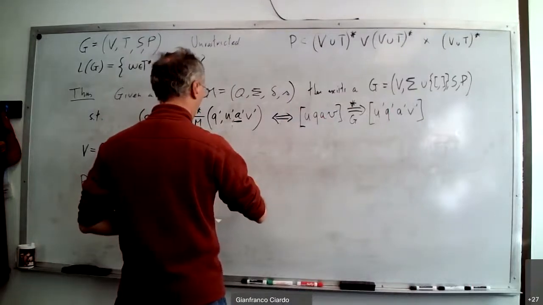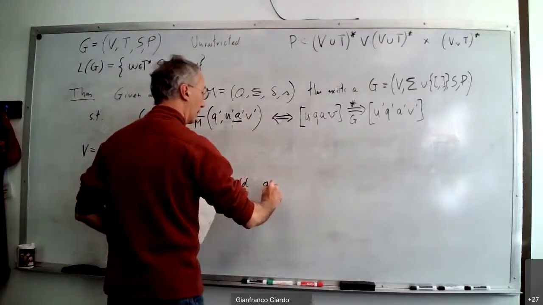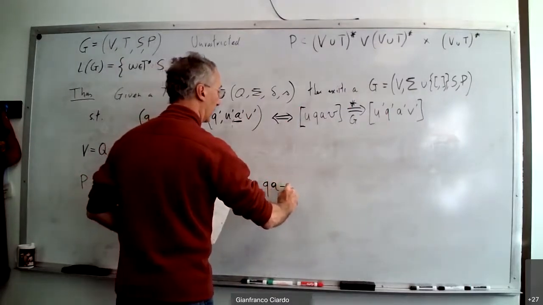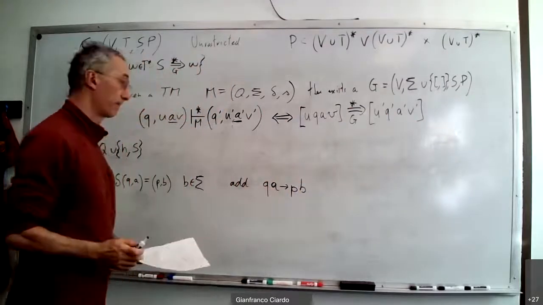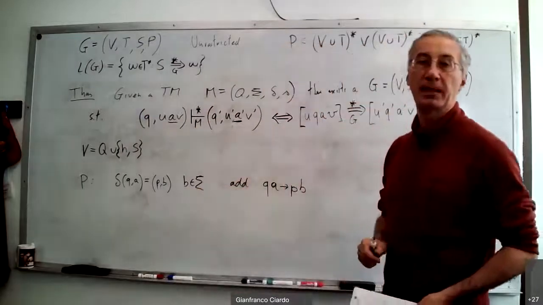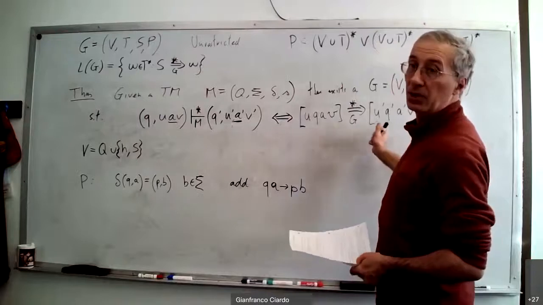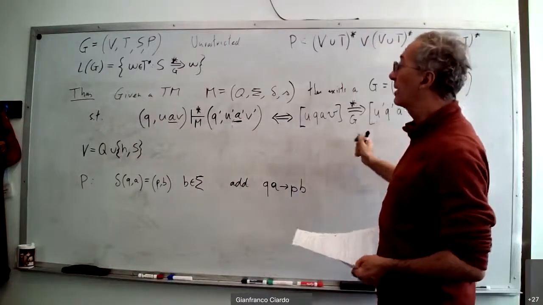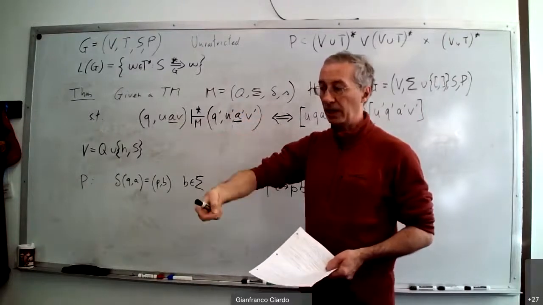So simply we need to add the fact that QA can go to PB, for all B in sigma. So that just shows how one production of the grammar can simulate the Turing machine changing a symbol on the tape.